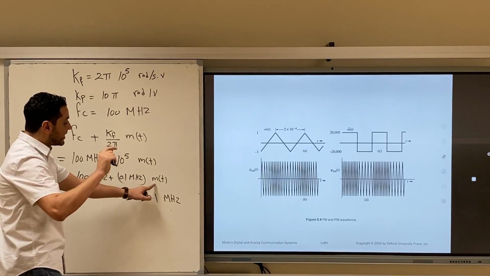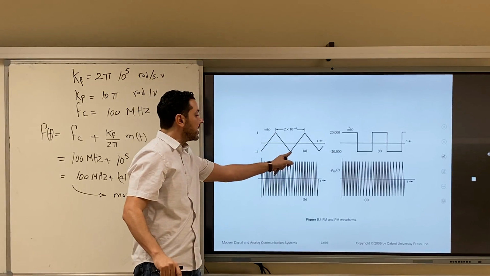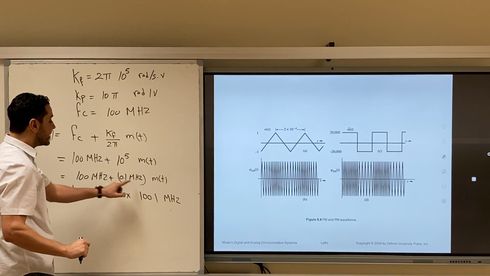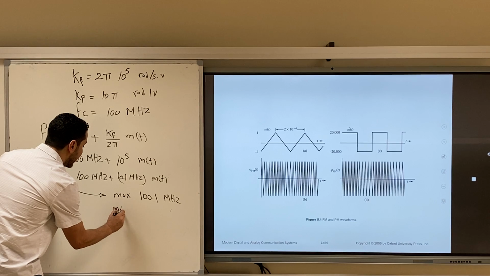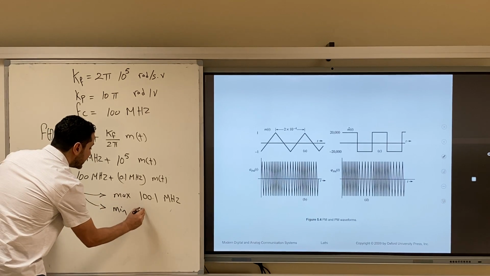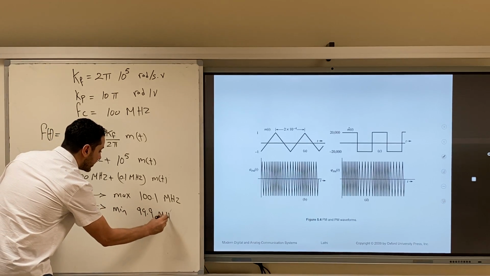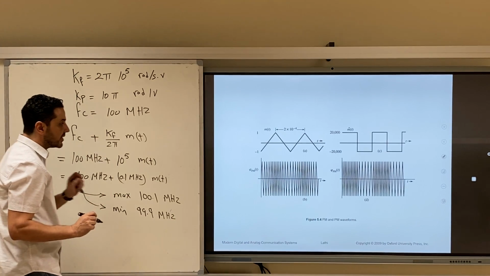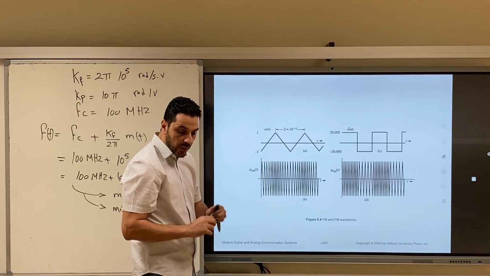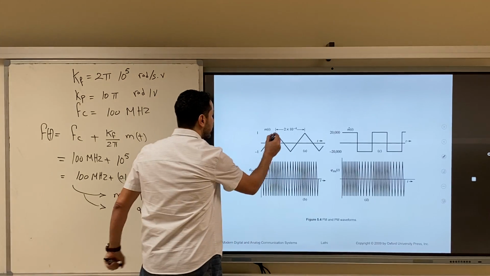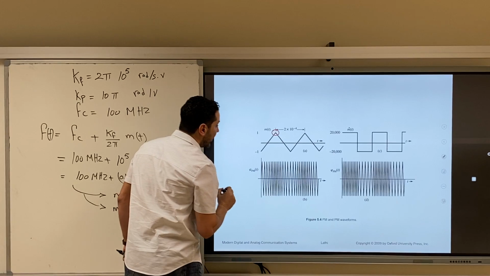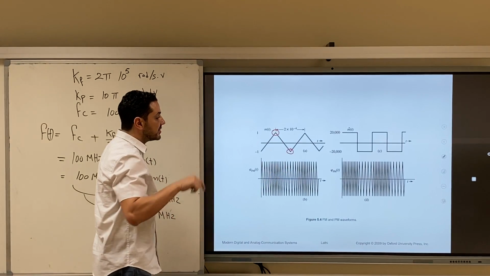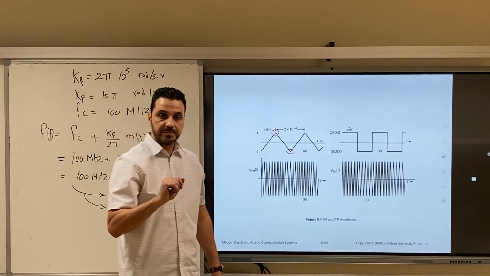And when m of t reaches its minimum value, -1, then this will be 100 minus 0.1, so it will give you a minimum frequency of 99.9 megahertz. So this is the maximum frequency and this is the minimum frequency. The maximum frequency happens when m of t reaches its peak, and the minimum frequency happens when m of t reaches the minimum.